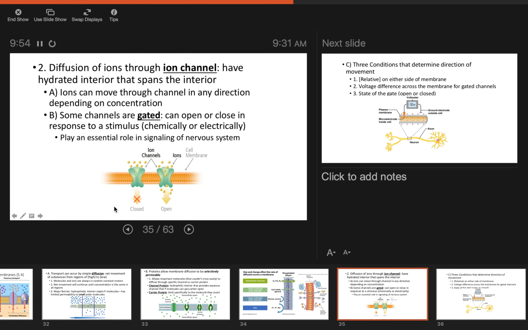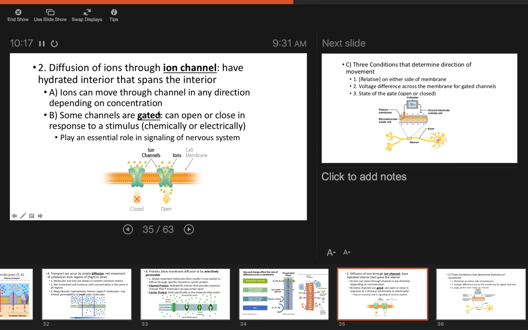Okay, so with channel proteins and carrier proteins, we can have ion channels, which just means that they are specific to ions. So ions are atoms that have a charge. Some channels are gated, which means that they can open and close in response to a stimulus, maybe a chemical stimulus that they receive or electrical stimulus.